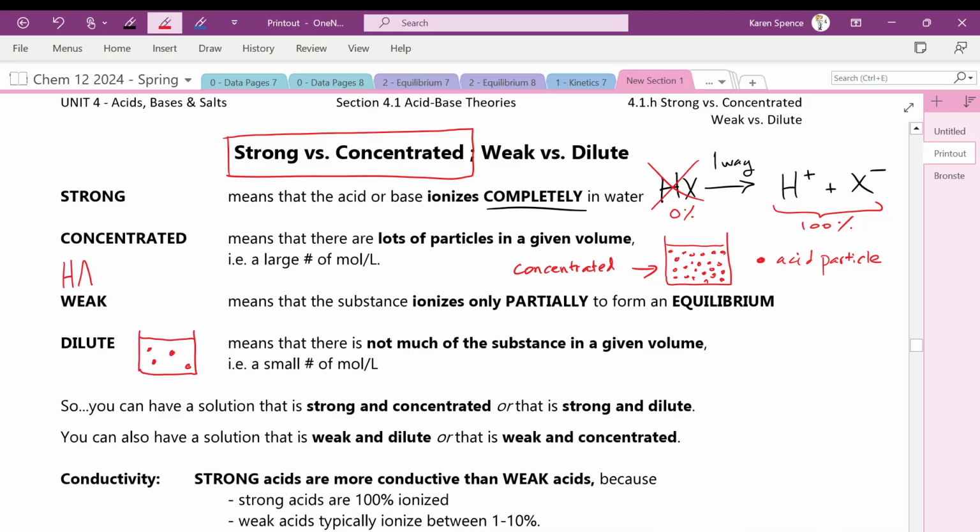Now, what would happen with a weak acid? Let's say it's HA. Am I going to have a one-way arrow or a two-way arrow if it's weak? It's going to be a two-way arrow. And I end up with only a little bit of H plus and A minus. Yeah? Little. Lots. Yeah?